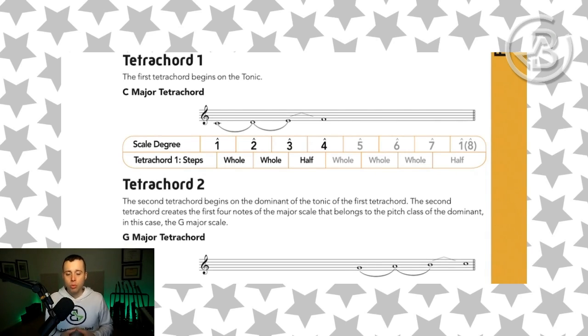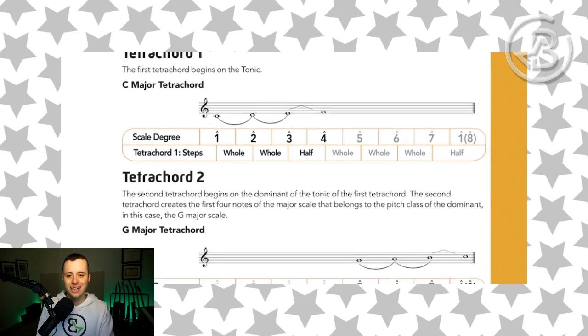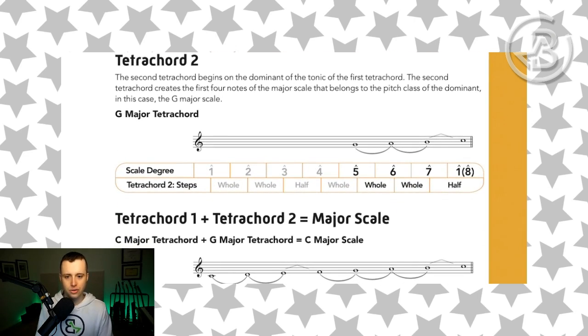So what we're looking at here essentially is a major tetrachord, and in a major tetrachord, we go whole, whole, half. That's it, just whole, whole, half. So if we think about starting from C as scale degree 1, we go whole, whole, half, just like the major scale. Now let's think about a G major tetrachord. The G major tetrachord starts on the dominant of C, which is G, scale degree 5, and also has a step formula of whole, whole, half.